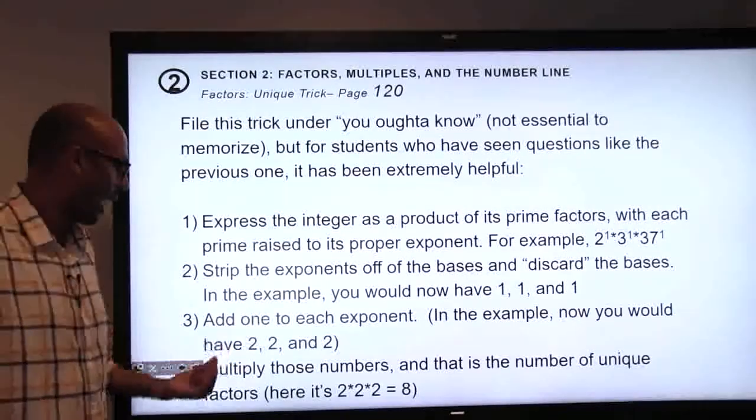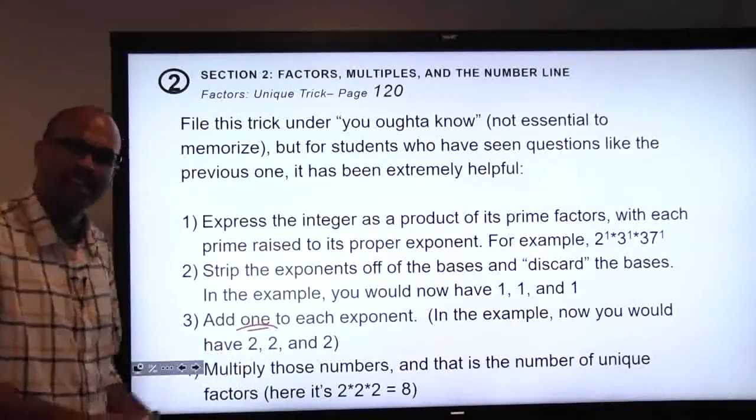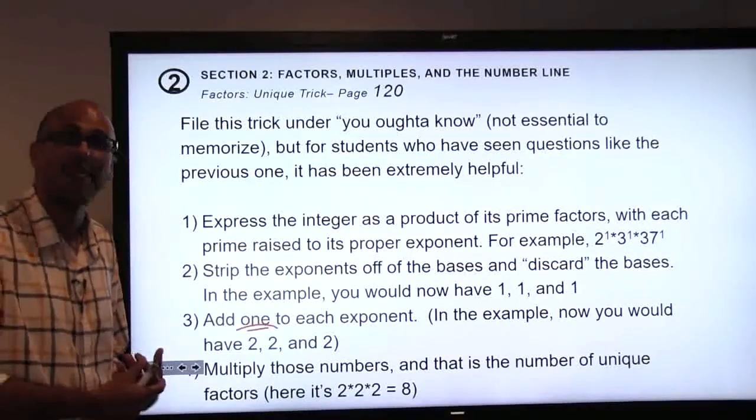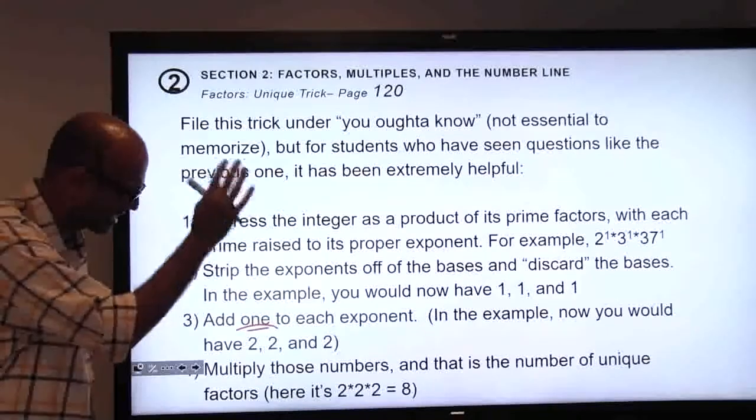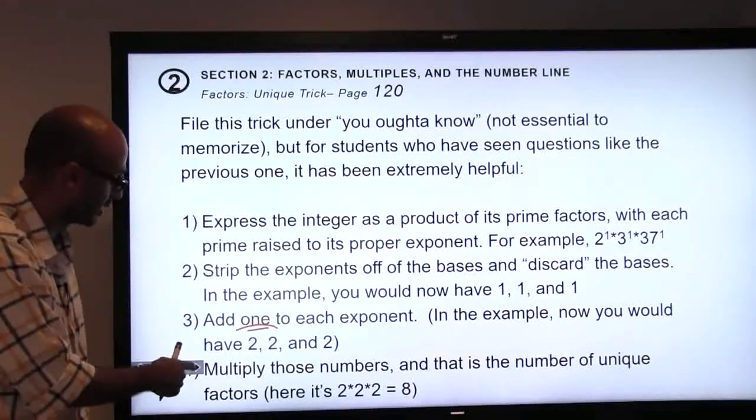Now if you're wondering why you're adding 1, the idea is you're taking into account the possibility that that factor is not present, but it's something to the 0 power, or 1 itself. But again, that's nuanced, don't worry, memorize the shortcut.